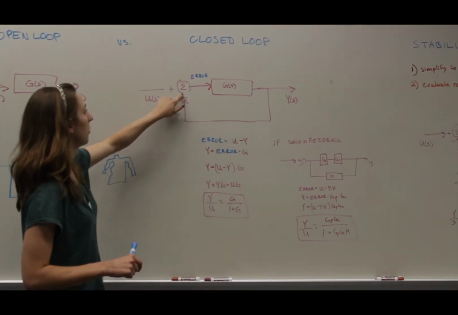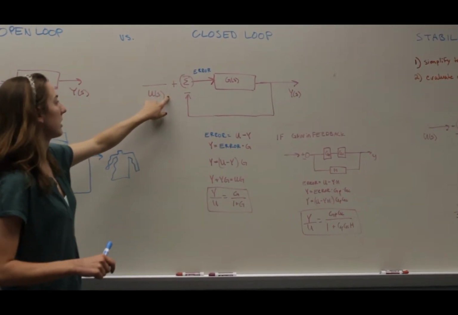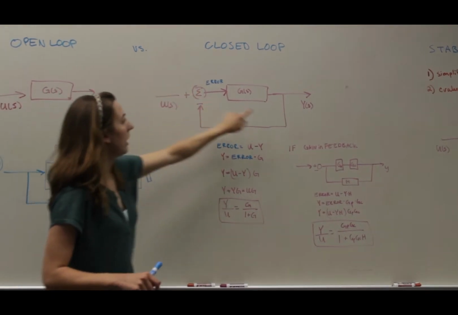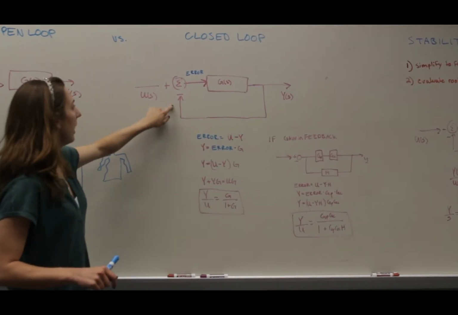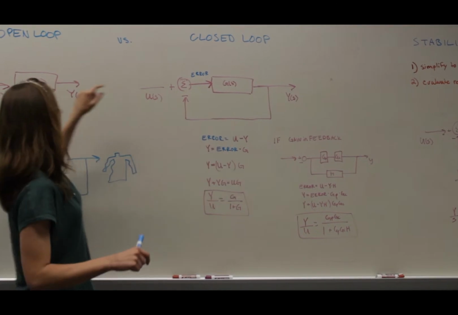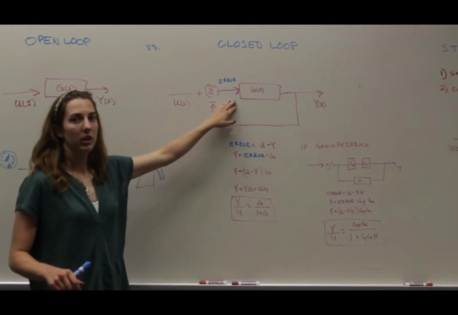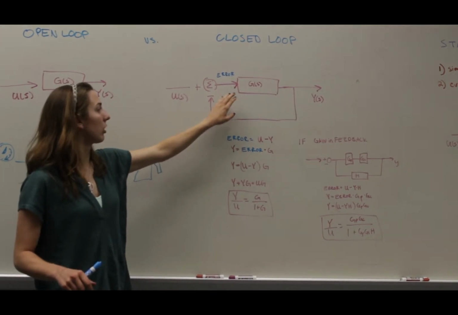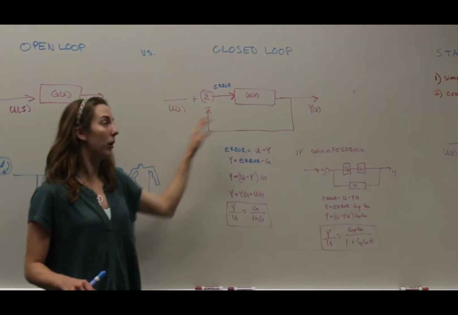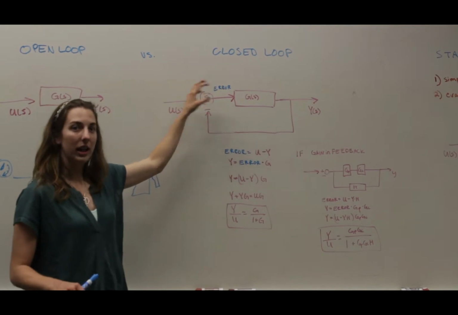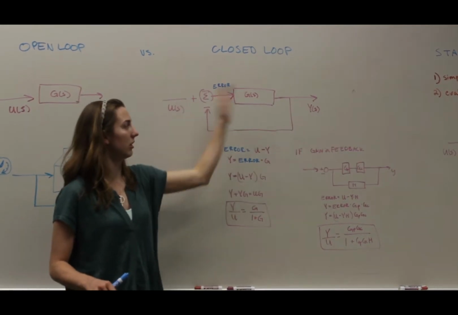So you see here that we have a summation. Basically that's saying we have this input, we have the output, and what's going into the system is no longer U of S. What's going into the system is your error. If your clothes are dirtier than you want them to be, there's some sort of error, and that error is going to trigger your system to keep going.